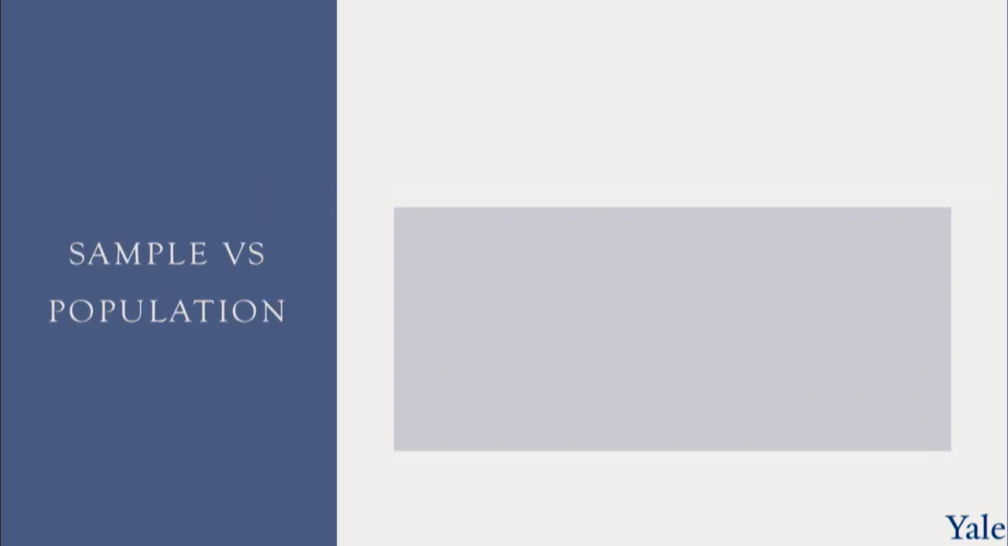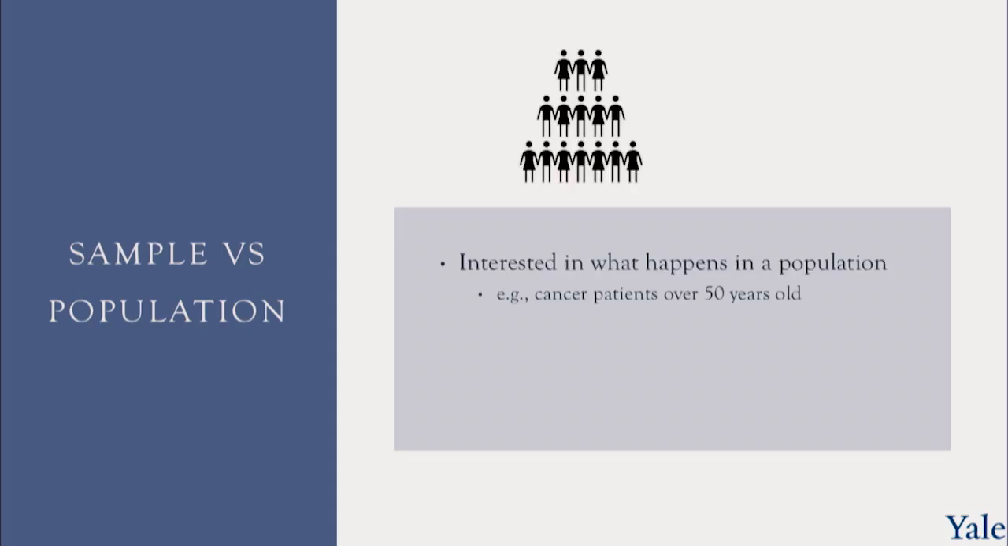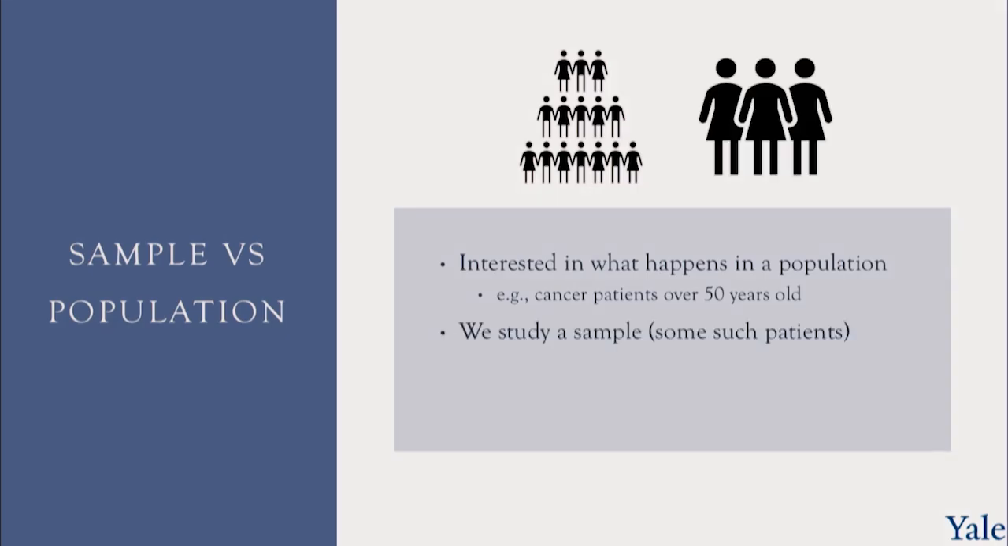So we have first this condition of the sample versus the population. So we're interested in what happens in a population, for example, cancer patients over 50 years old. What we end up doing is studying a sample, some such patients. We recruit some of them that we can get our hands on, hopefully representative of the population. And hopefully our results generalize to the population as a whole. And again, please always remember the goal of all of estimation here is to say something about the population.